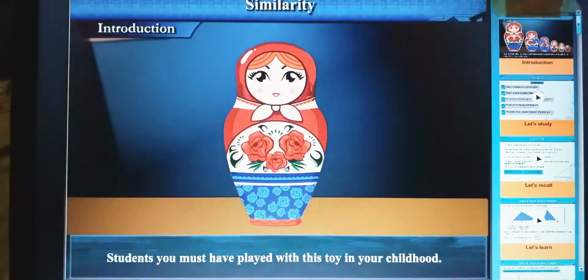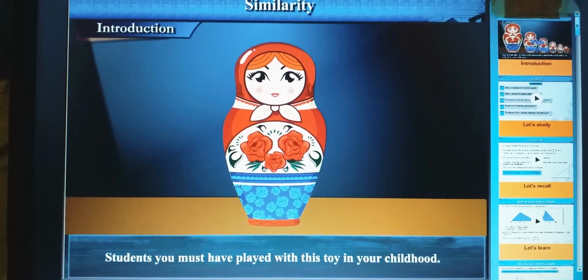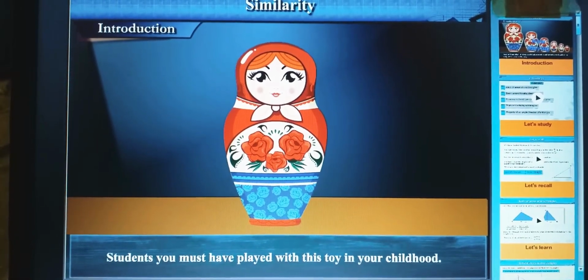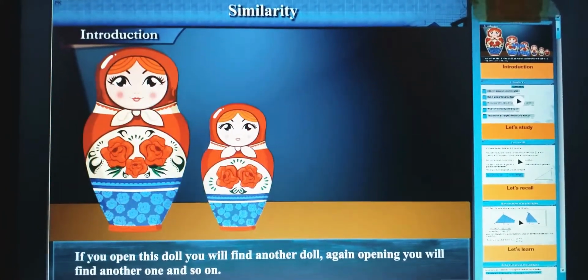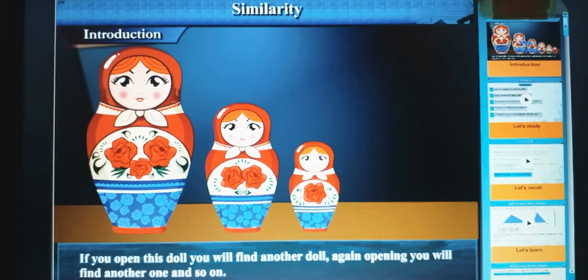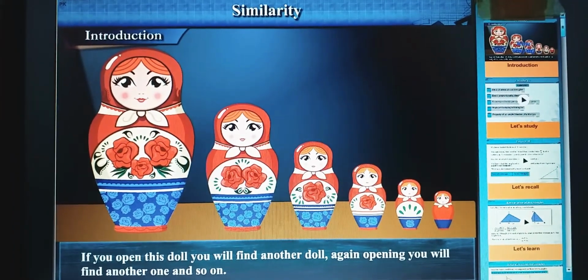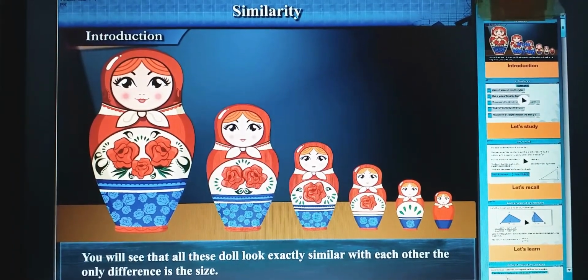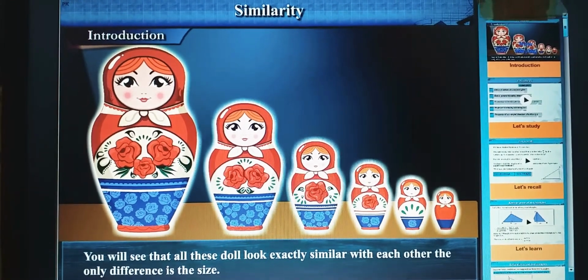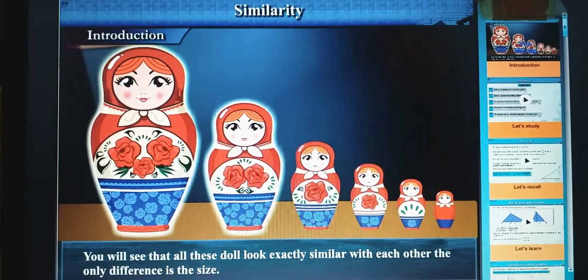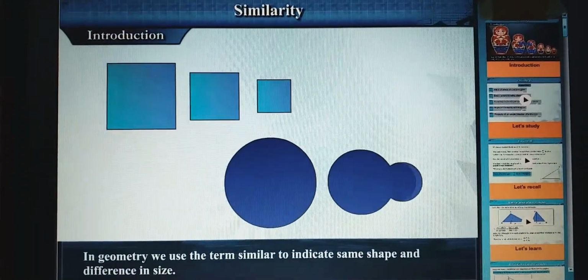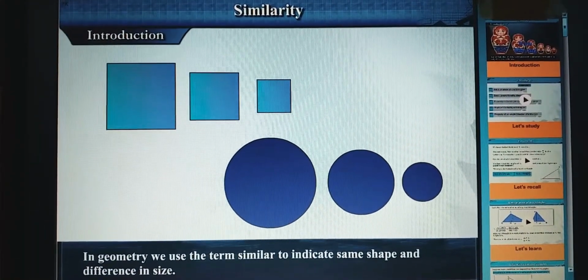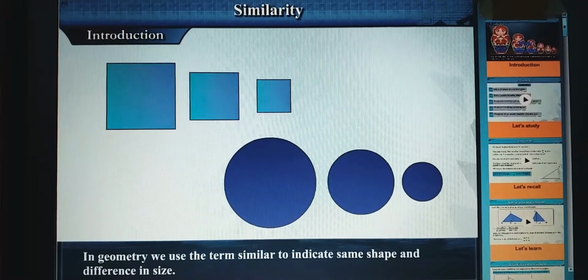Introduction. Students, you must have played with this toy in your childhood. If you open this doll, you will find another doll. Again opening, you will find another one, and so on. You will see that all these dolls look exactly similar to each other. The only difference is the size. In geometry, we use the term similar to indicate same shape and difference in size.